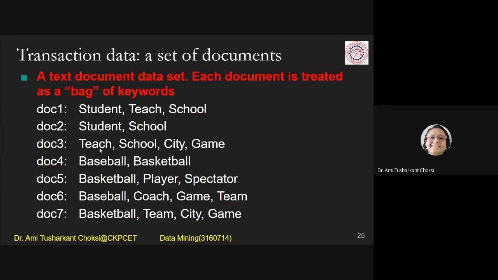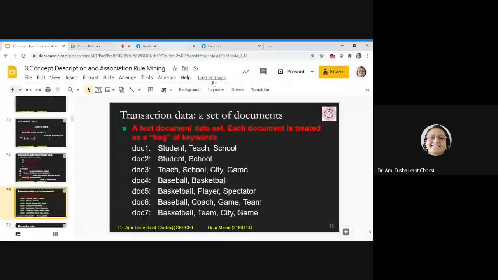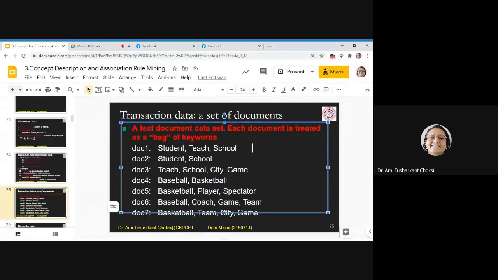Student, teach, school we have already considered. So we can have city, game, right? Let me show you that. Let me write it here so you can have the idea. If I want to have the item set for this one, I can say it is already given in the problem statement. Okay. I am showing you from these documents.